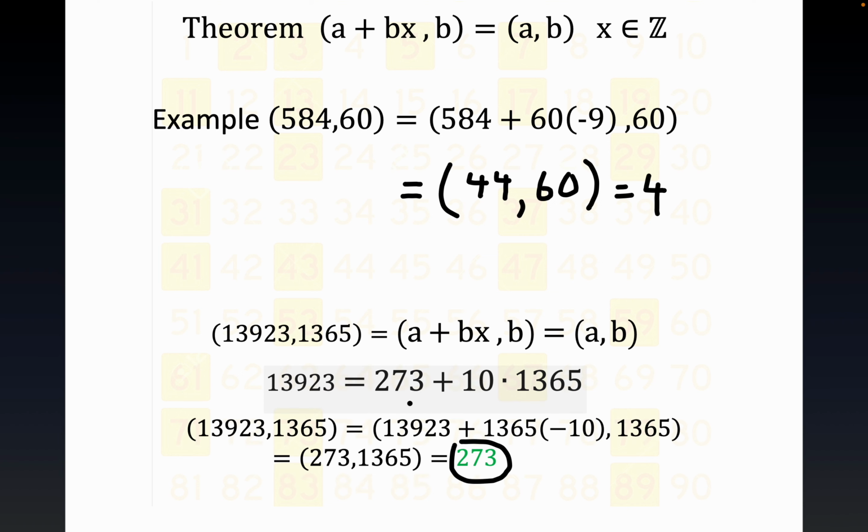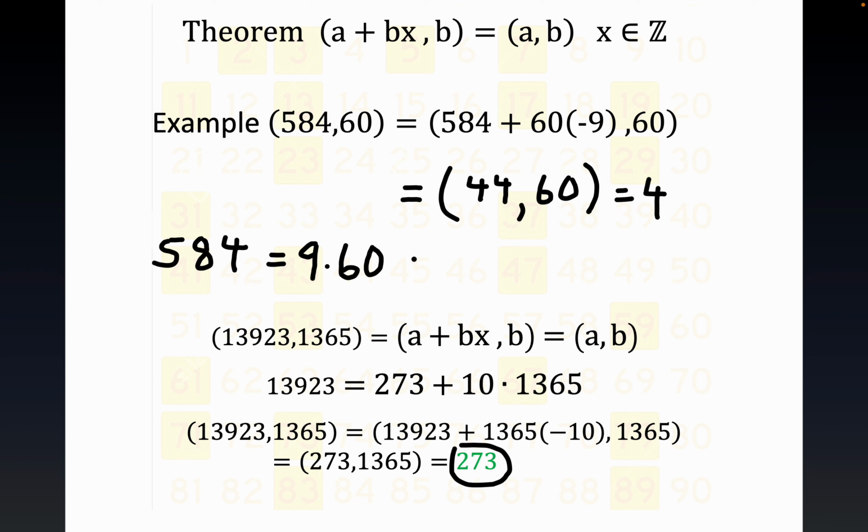Now I know a lot of you might be saying that, well, we already had it right here, but that's not always the case. Just because 273 is the remainder doesn't mean it's always going to be the GCD. And let me give you just a concrete example right here, and this stumped me for a little while. 584 is certainly equal to 9 times 60 plus 44, right? 9 times 60 is 540, and then you have a remainder of 44.